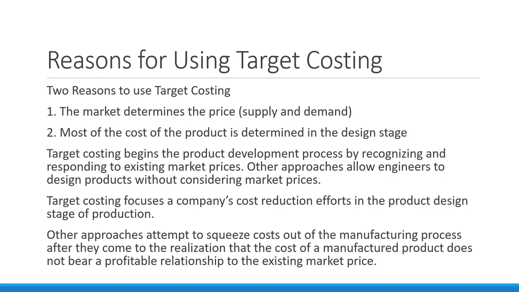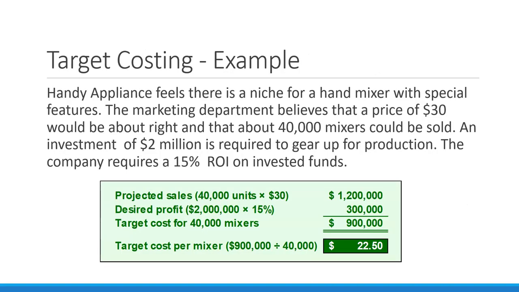So if we want a specific product margin, then we want to reduce the costs in the manufacturing and design process. In this example, we have a hand mixer with special features. We believe a price of $30 would be about right, and that we would have market demand for 40,000 mixers at that price. An investment of $2 million is required before we can do production with these hand mixers. We require a 15% return on investment.